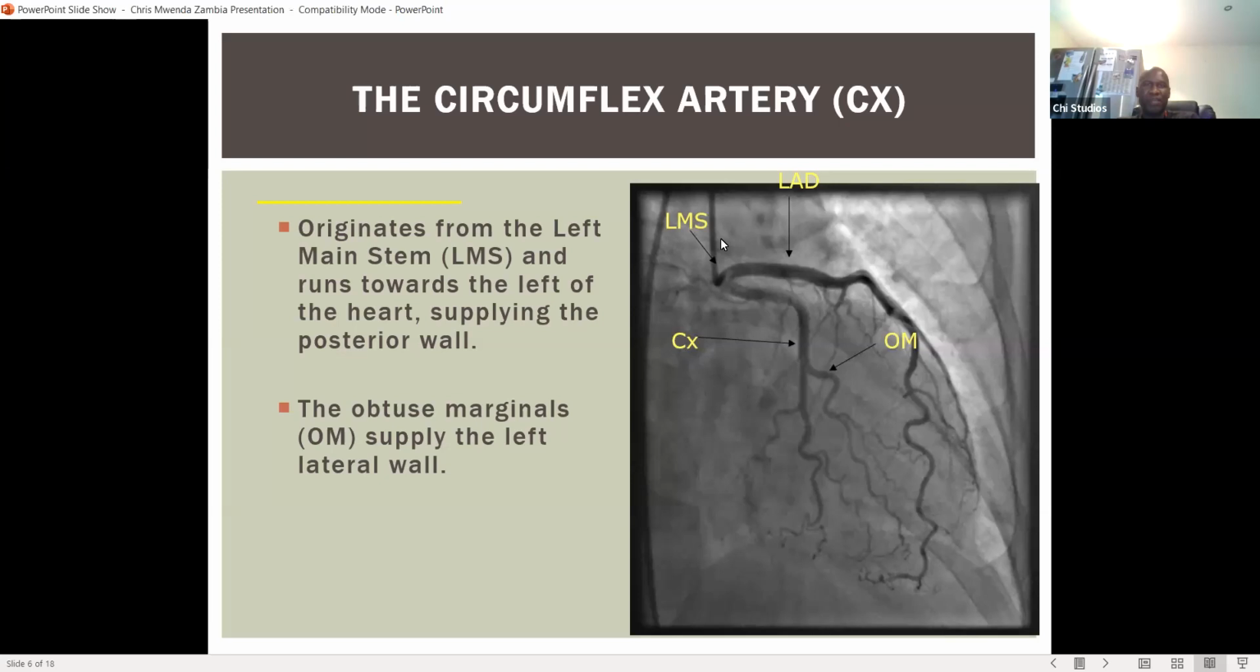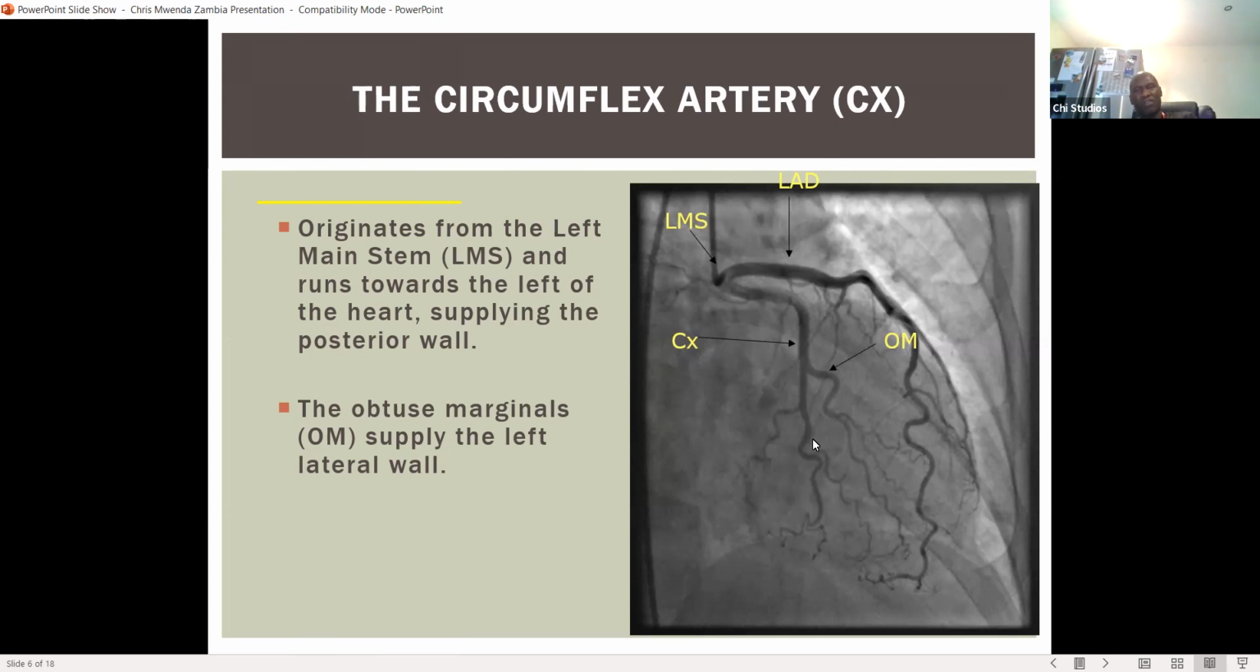Okay, you have the left main stem. Usually this is a short left main stem. Most people have a long left main stem, but this is a short left main, and you've got the LAD again, and the circumflex. The circumflex supplies the posterior aspect of our heart. You can see it's well defined.